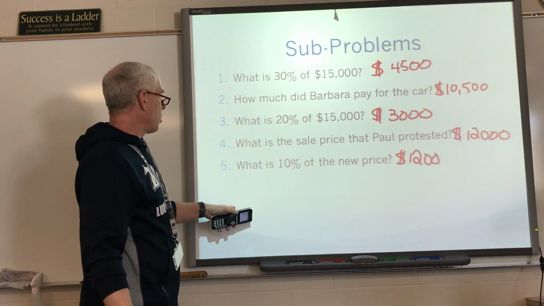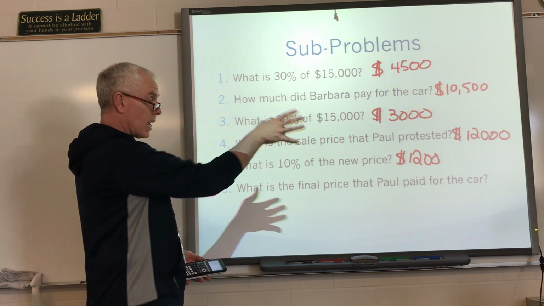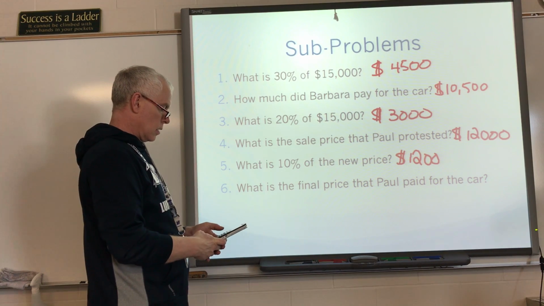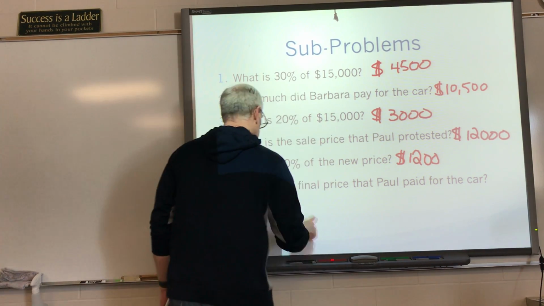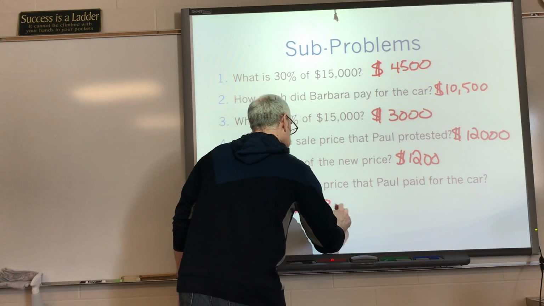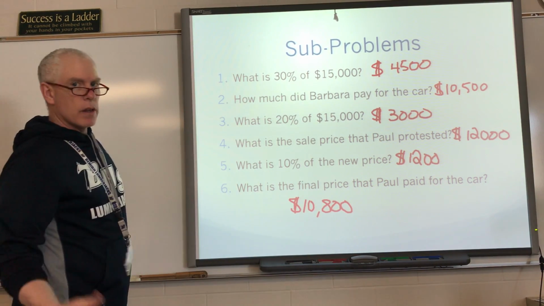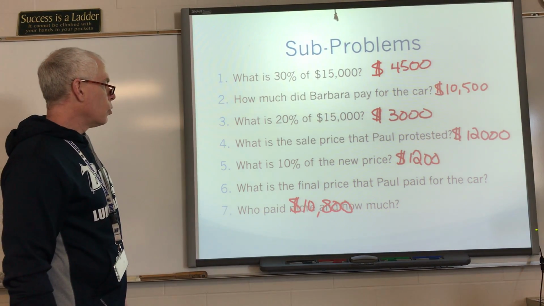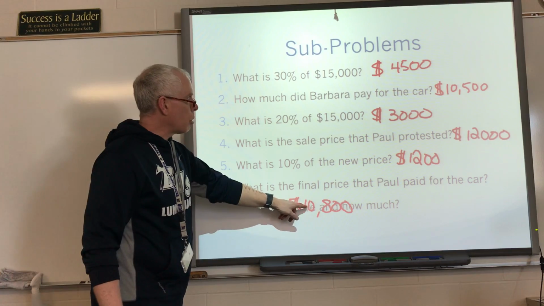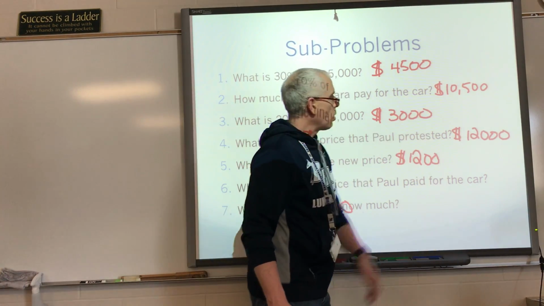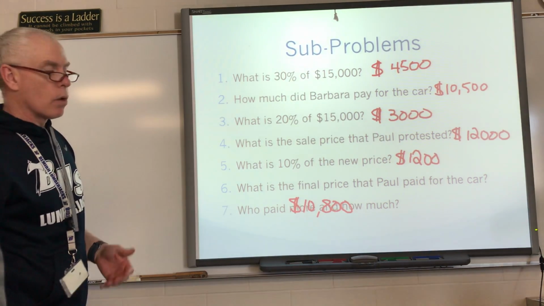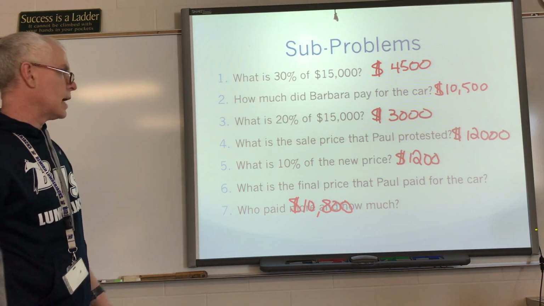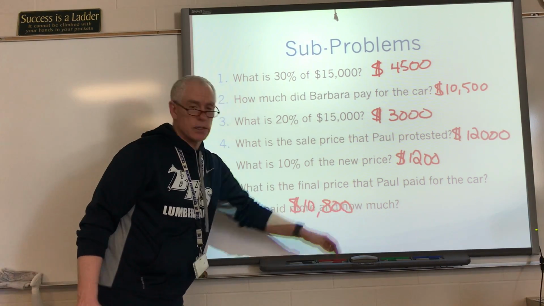So ultimately then, what did Paul pay? What is the final price that Paul paid? Well, we were at 12,000, and 1,200 off from that is $10,800. The very last question we need to ask is, who paid more and how much? Obviously Paul paid more. Paul paid $10,800. Barbara paid $10,500. So Paul paid $300 more. So we got through the question. We listed some problems, we answered those as we went, and we ultimately answered the final question.